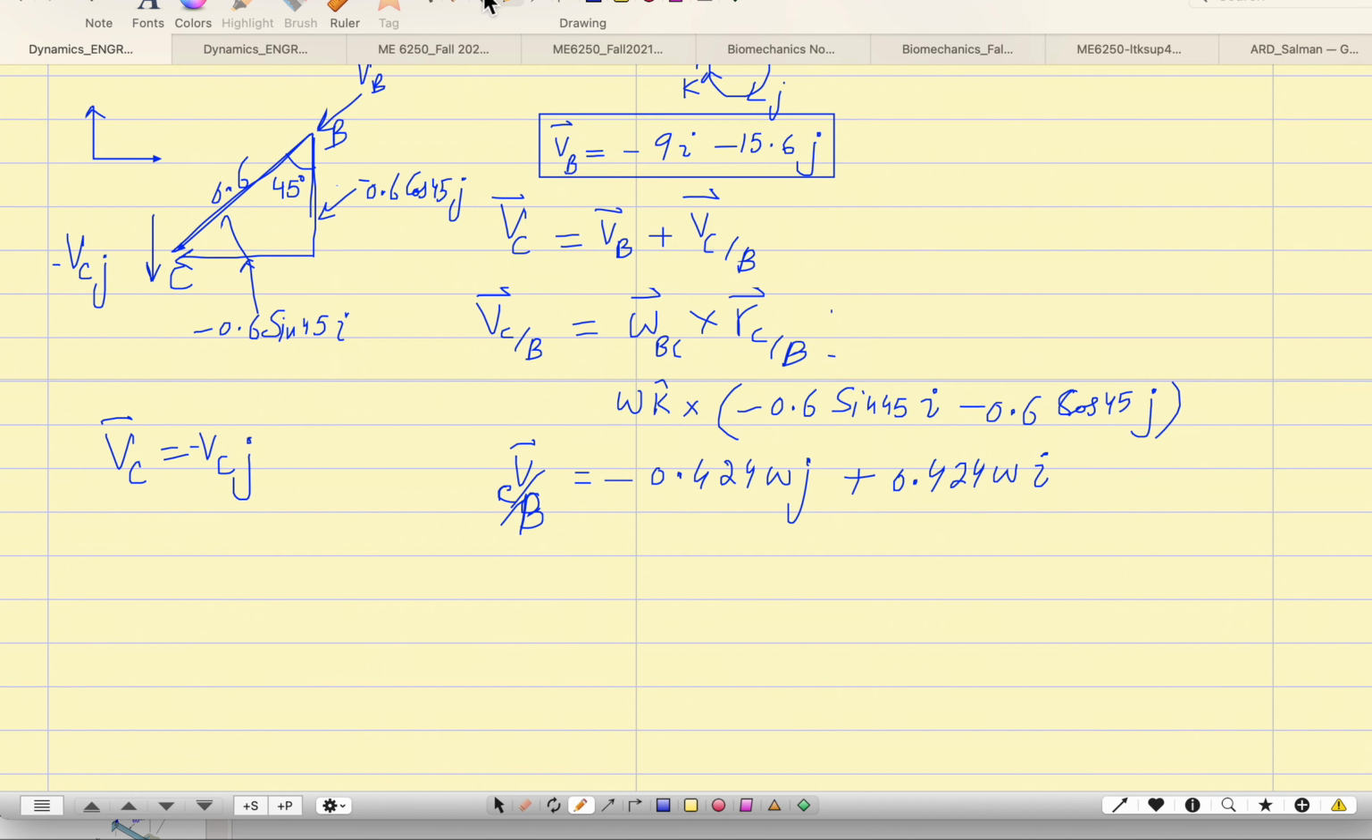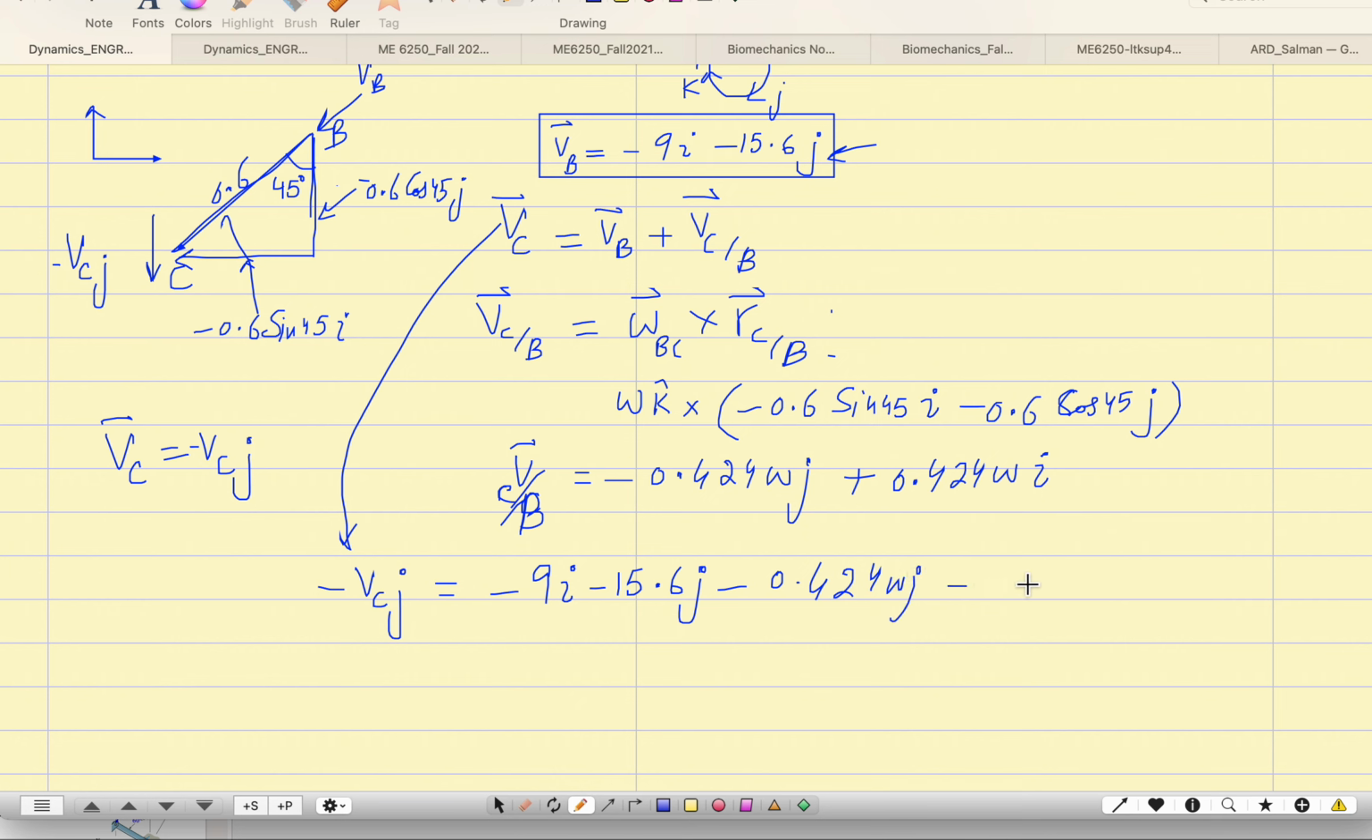Okay, now let's do this here. So now I can use this equation. Let's plug it in. Negative VC, let me draw an arrow, this is negative VC j. VB, whatever this VB is, you just keep writing like negative I, negative 15.6 j. And then the VC from B, negative 0.424 omega j, negative 0.424 omega I.